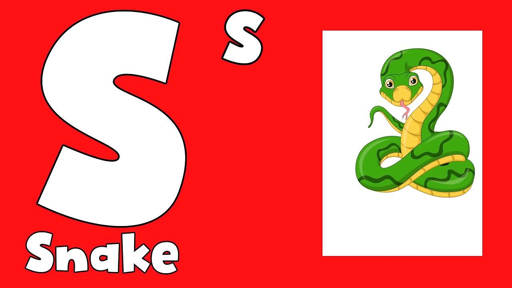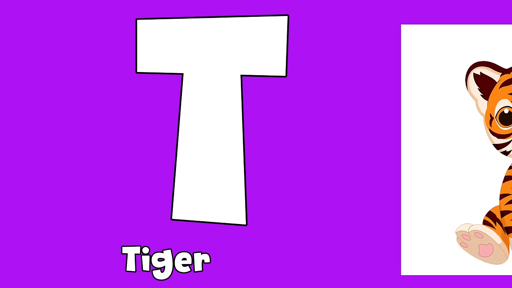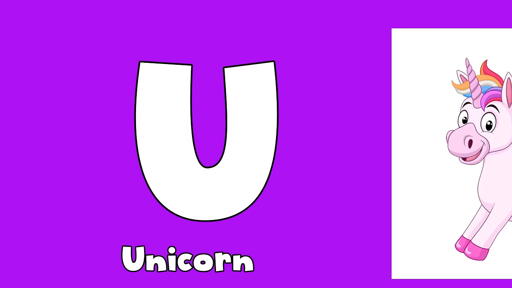S is for snake. S, s, snake. S, s, s, s, snake. S, snake. T is for tiger. T, t, tiger. T, tiger.